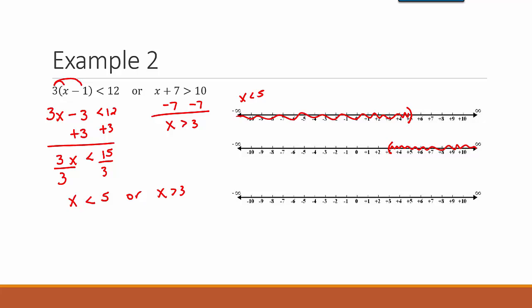Now, if I merge those two graphs together, I see that my entire line is shaded. So therefore, my solution would be from negative infinity all the way to positive infinity.